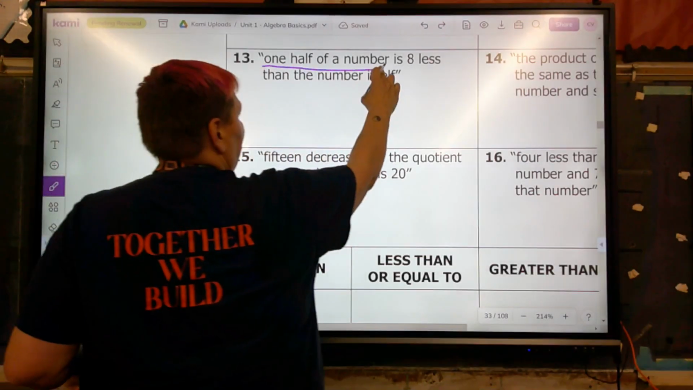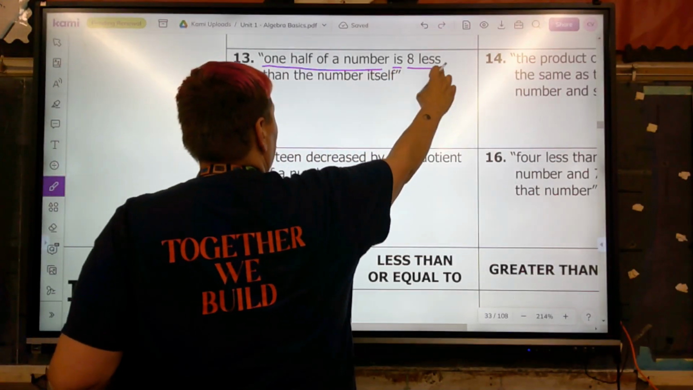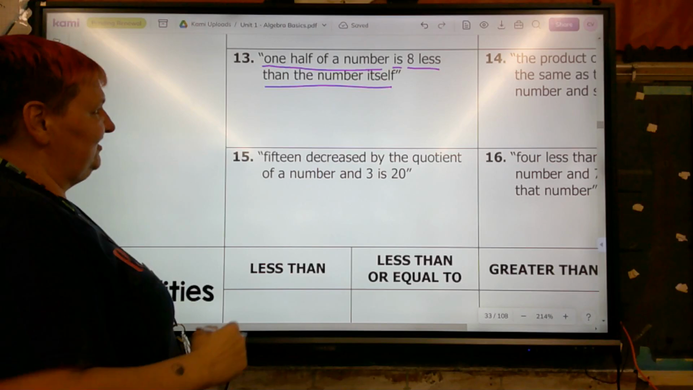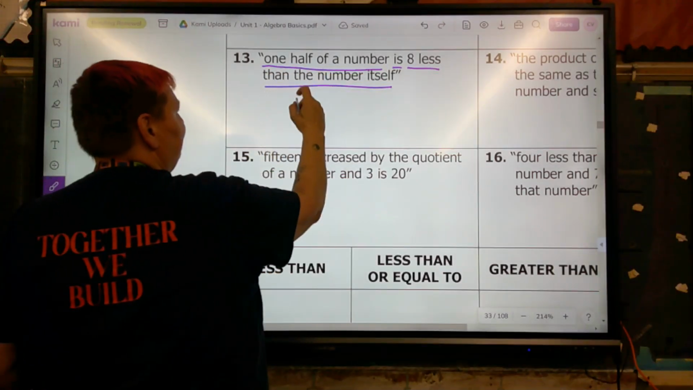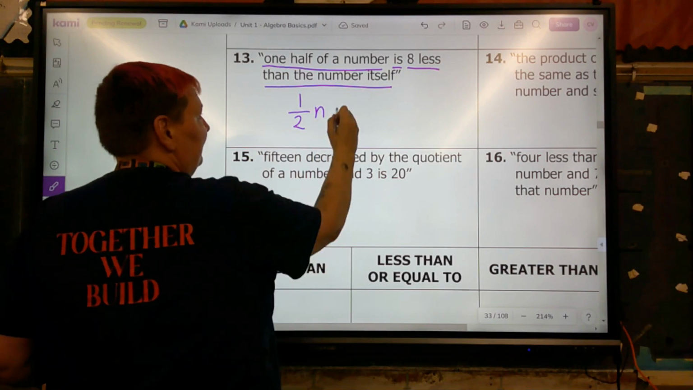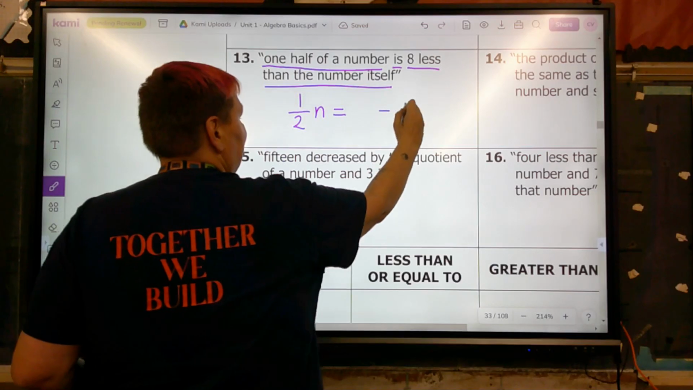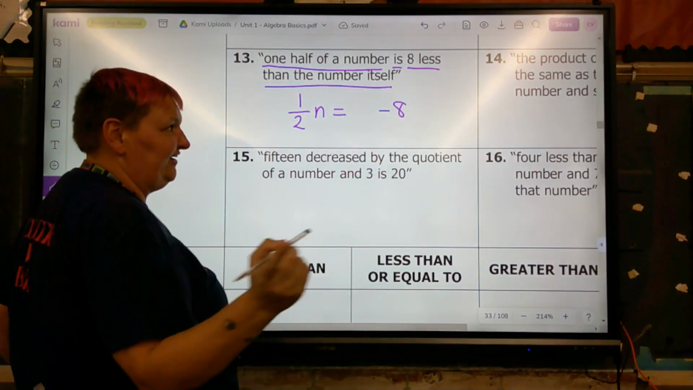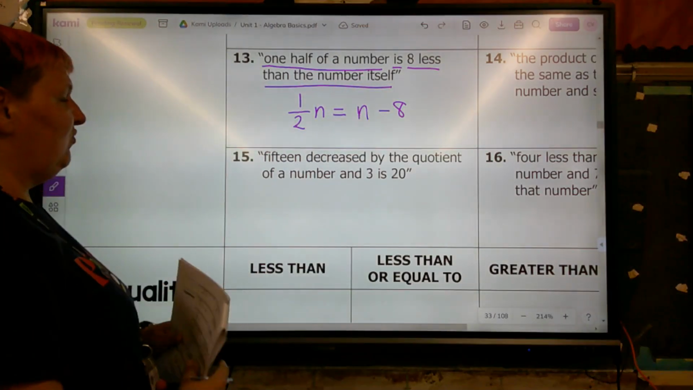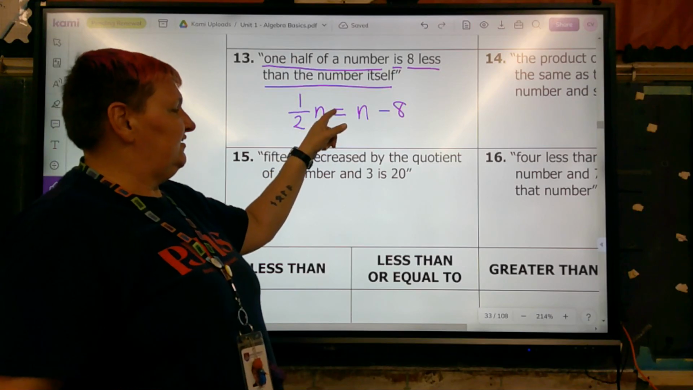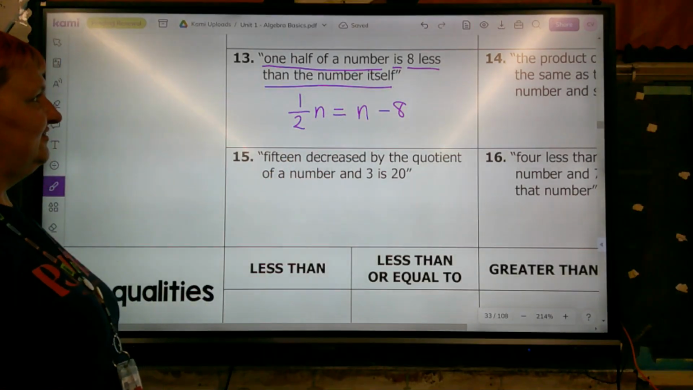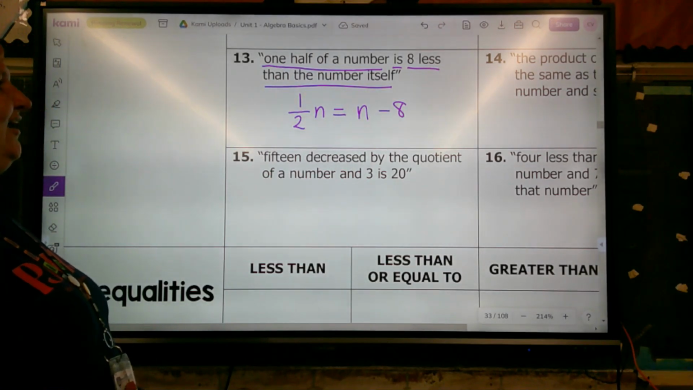1/2 of a number is 8 less than the number itself. Ooh, interesting. Let's work it out. 1/2 of a number is 8 less than, that's our turnaround phrase, the number itself. Wild.